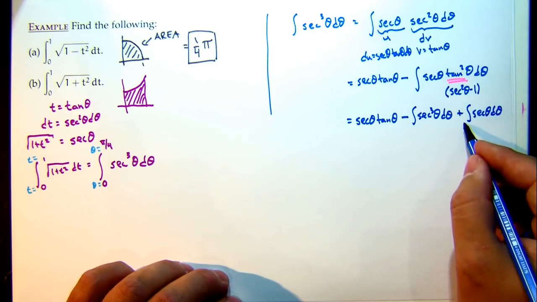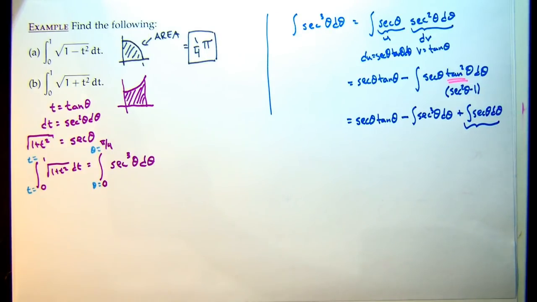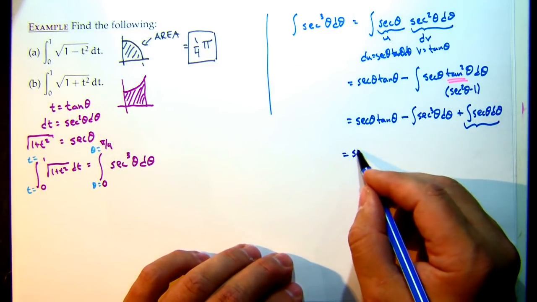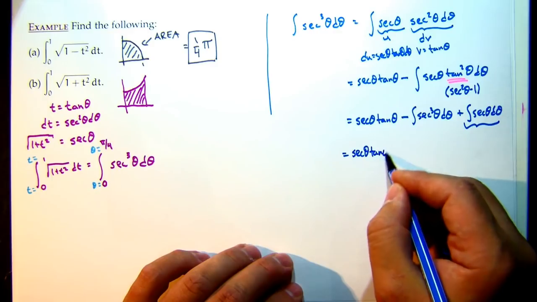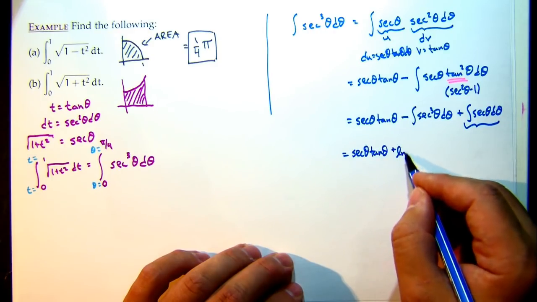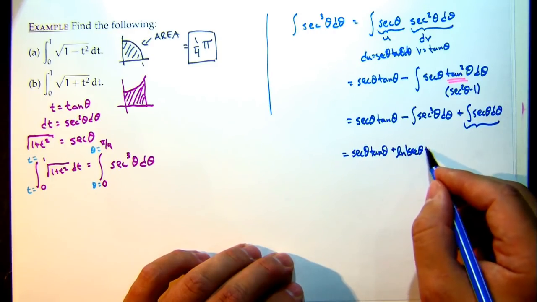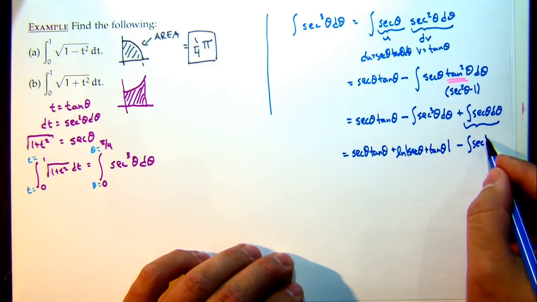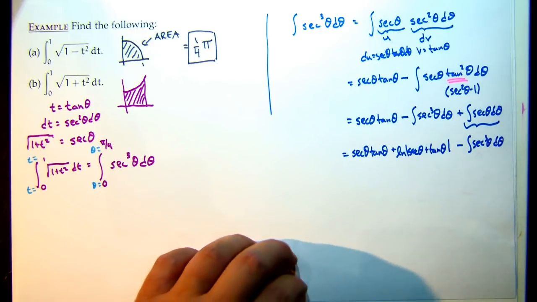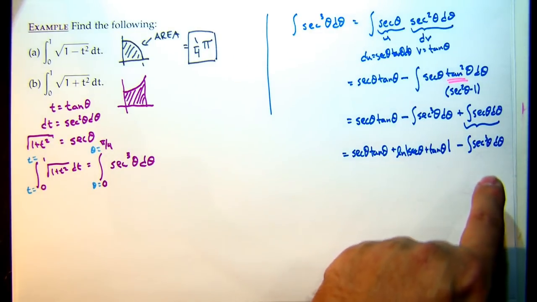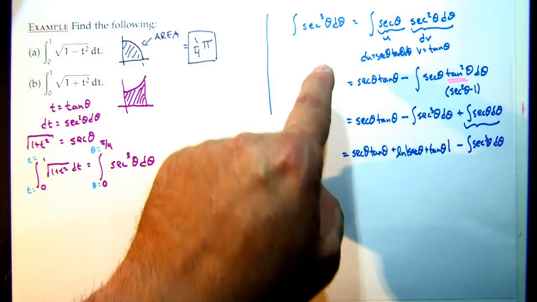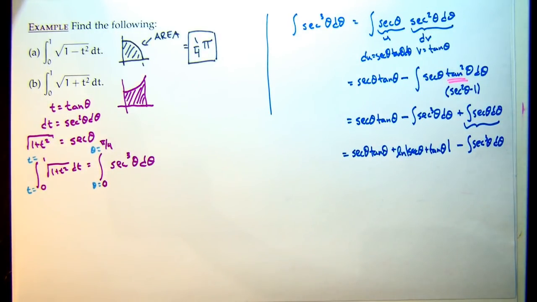Now, the good news is, integral of secant theta, that's on our list. That's something we should know. It's that crazy log, right? Okay, so that's secant theta tangent theta, plus log of secant theta plus tangent theta, minus the integral of secant cubed theta d theta. Now the problem is, well, how do you integrate secant cubed theta d theta? Well, that's a great question. I know it's a great question because that's where we started.